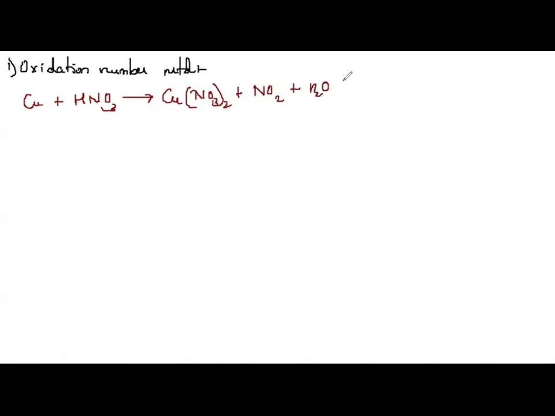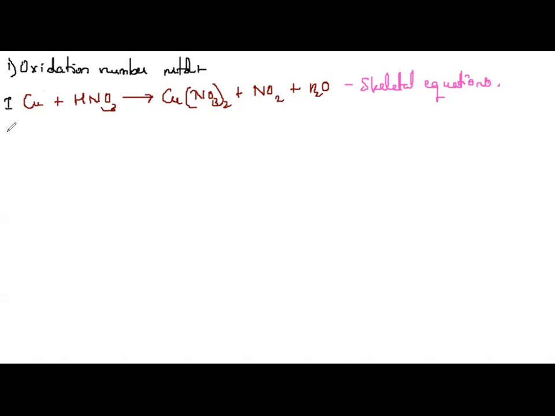So this is called the skeletal equation. Why is it called a skeletal equation? Because electrons are not balanced. An unbalanced equation is called a skeletal equation. Okay. Further, so this is step 1.